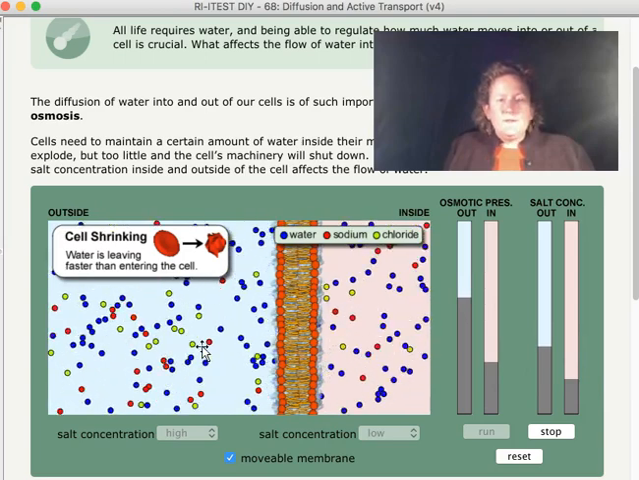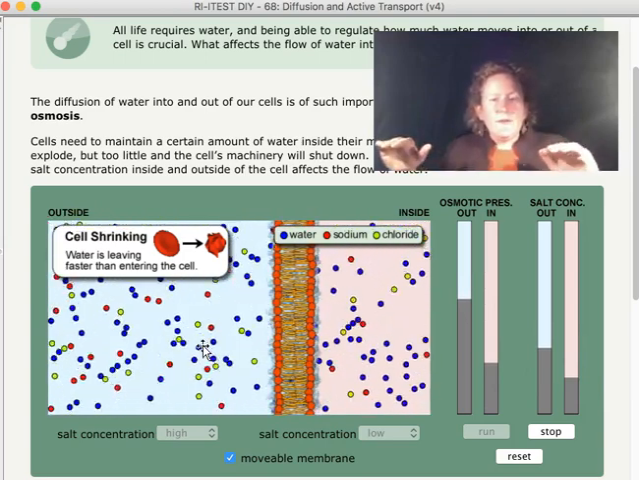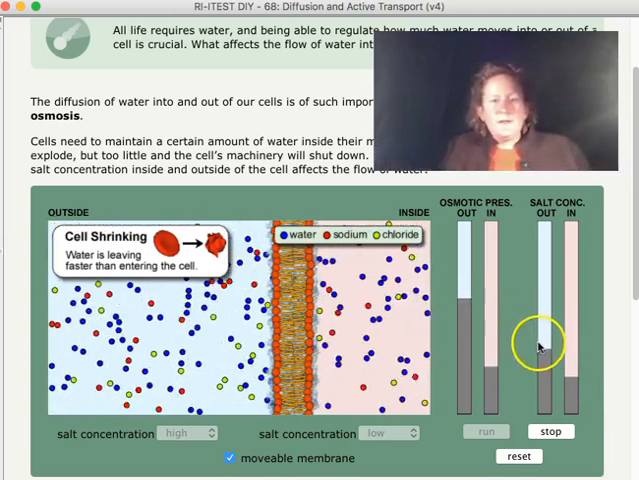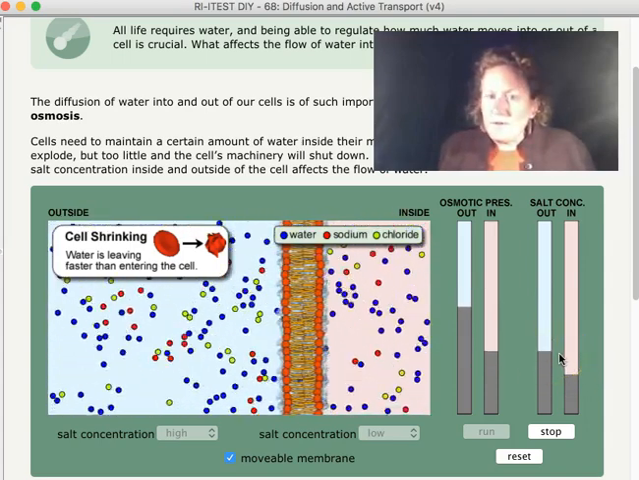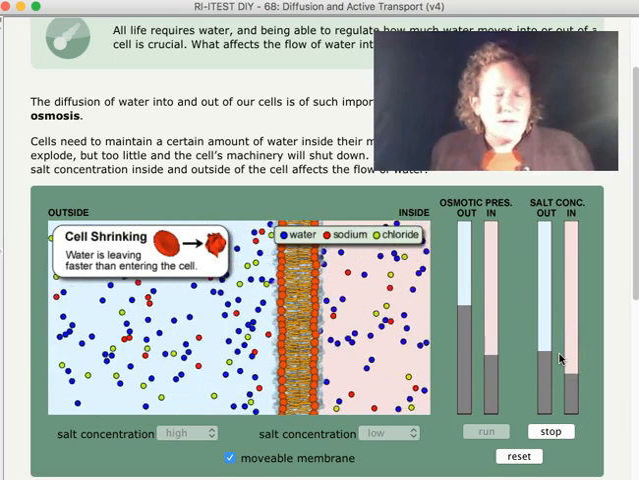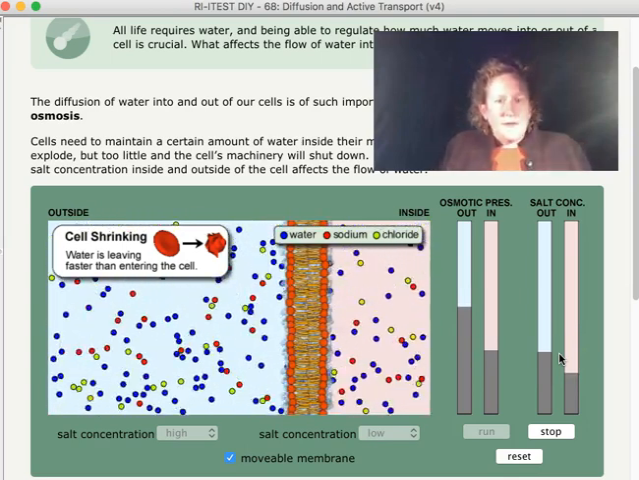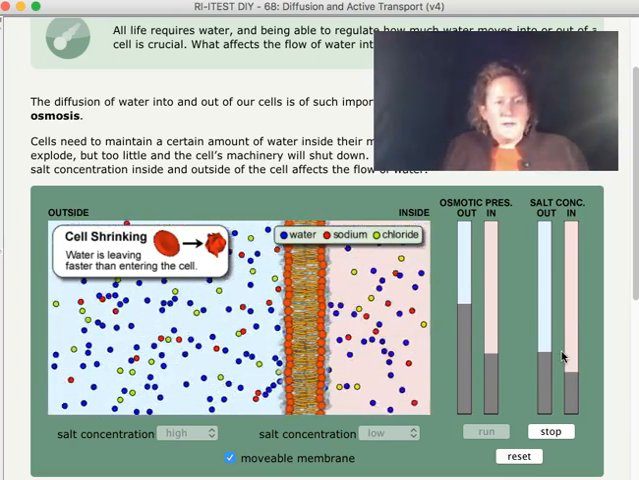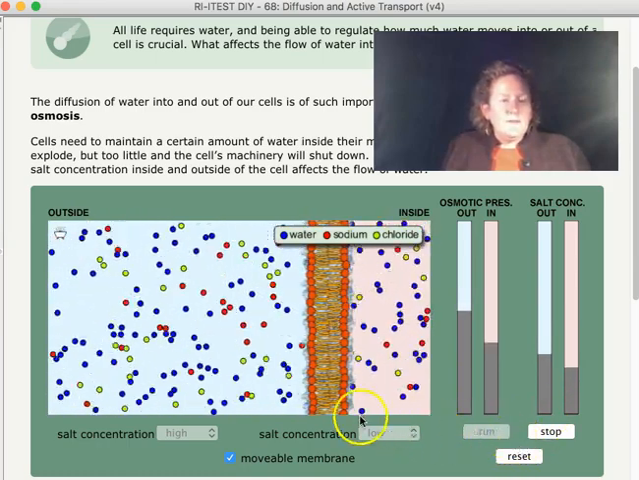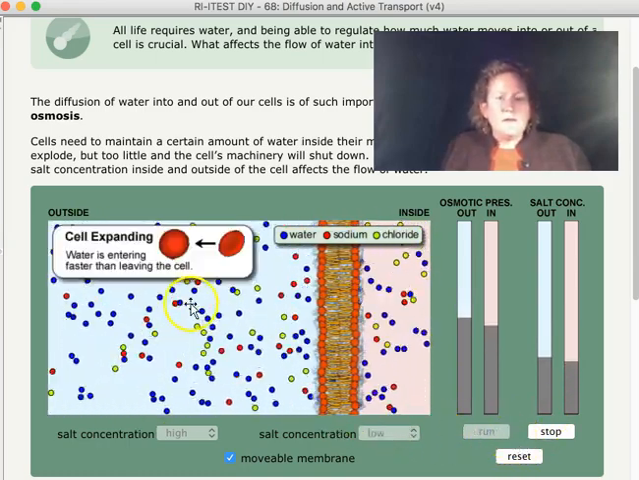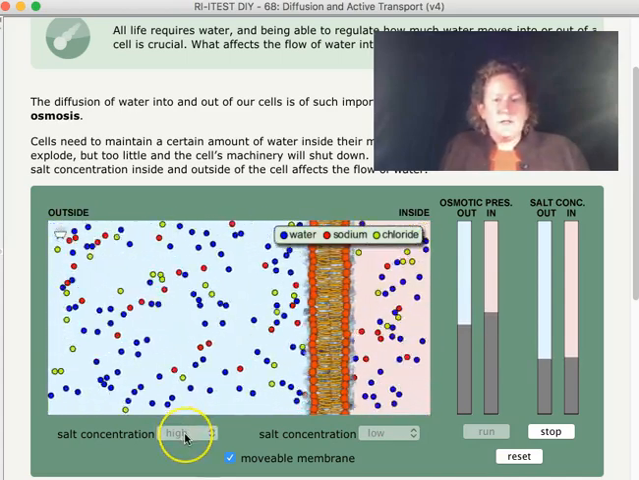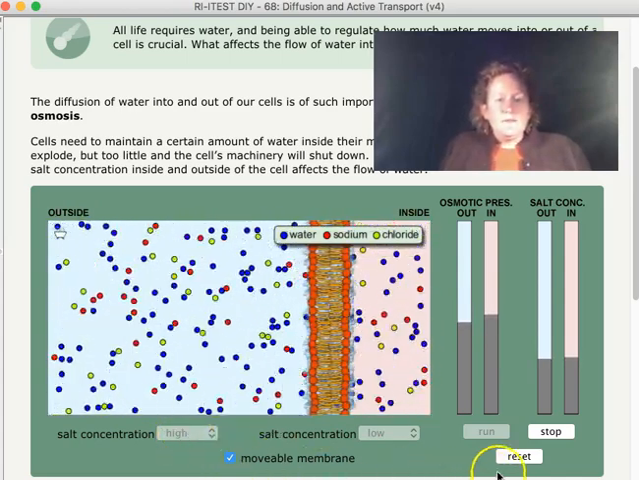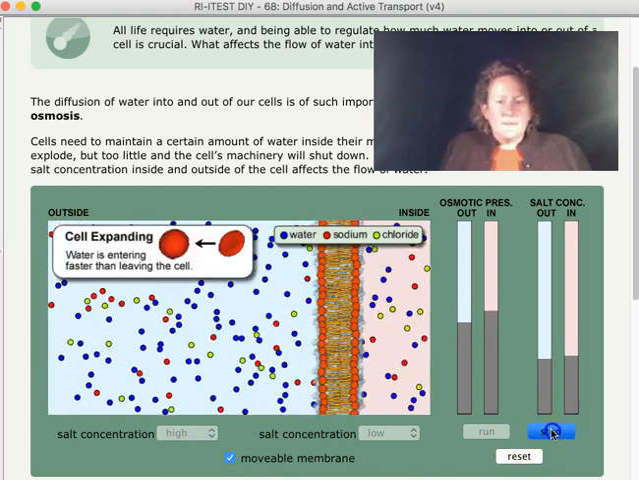Water is going to diffuse to even out the concentration. The reason that the salt concentration is changing here is not because the salt is moving, it's because the water is moving to dilute the high salt concentration. Water is leaving the cell and going out here to dilute the solution outside because it was a higher concentration. Now let's see if it runs in reverse.